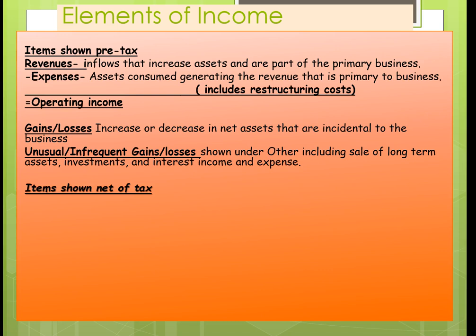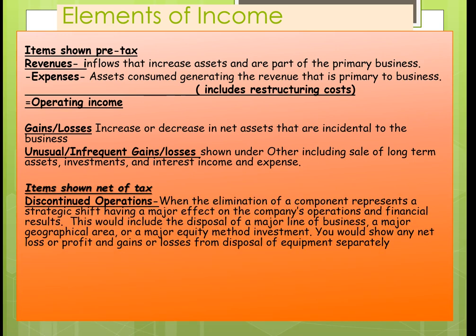Now, items shown net of tax: discontinued operations. This is when the elimination of a component represents a strategic shift having a major effect on the company's operational and financial results. You should show any profit or loss, and gains or losses from disposal of equipment, separately. So you'd show the loss from the operation, and second, the loss or gain from selling off the assets.